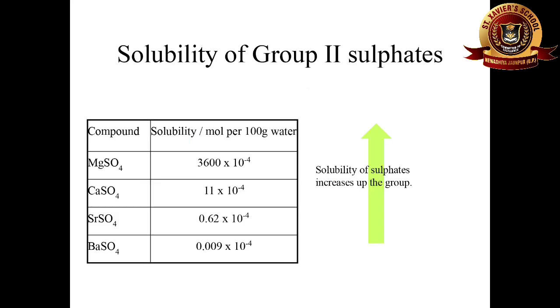Now, solubility of group second sulfates. What is the factor which determines the solubility of sulfate compounds of group second elements? As we can see in the table, on decreasing the size, solubility increases, in moles per 100 gram of water. Therefore, we can say that the solubility is inversely proportional to the size of the element.